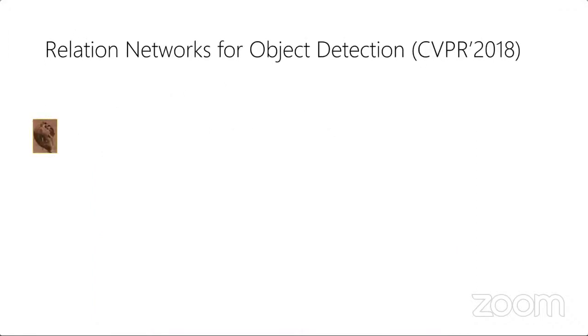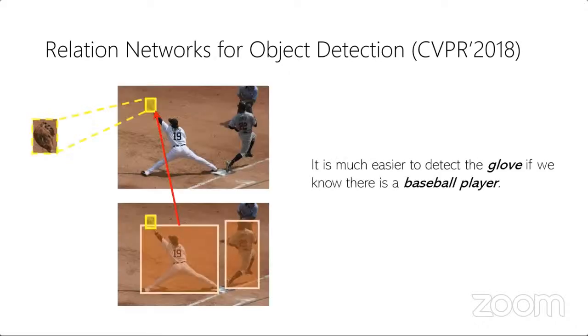Here is a pioneer work in CVPR 2018. The work aims to model the relationship between objects. Please see this image patch. I believe it's difficult to figure out what it is by seeing this patch alone. However, if we see the context, it's easy to recognize the patch as a baseball glove. After we note there is a baseball player holding it.